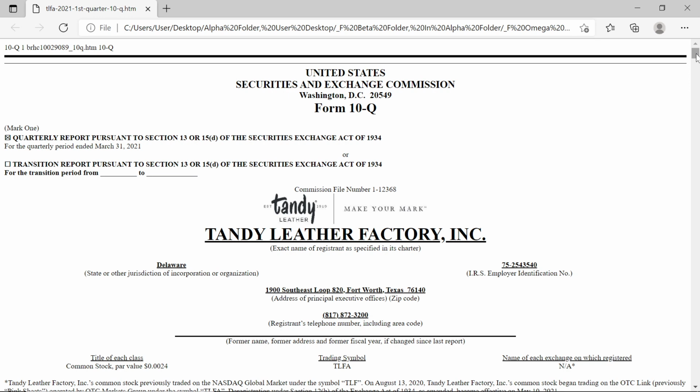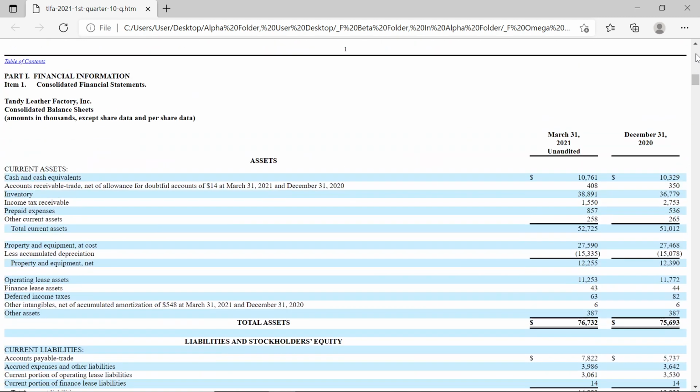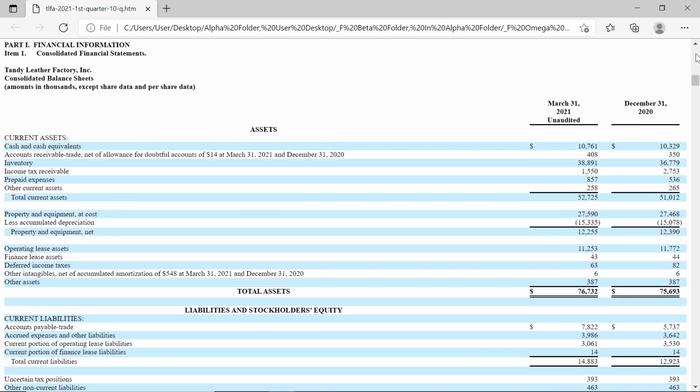We are taking a look through the Tandy Leather Factory Form 10Q, referred to as the 10Q or the quarterly report. That quarterly basis is talking about a year's time, so there are four of these reports a year from a public reporting company. Now, this is the most recent 10Q for Tandy, and it's all the way back in the first quarter of 2021. Their accounting year is the standard accounting year that ends on December 31st. So these are the company's numbers as of March 31st, 2021, as of the first quarter.